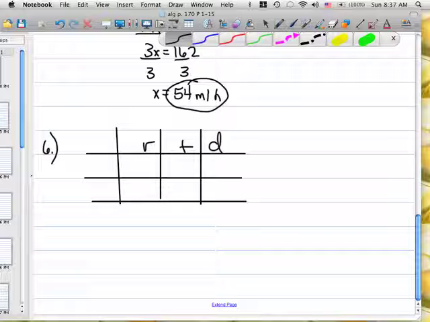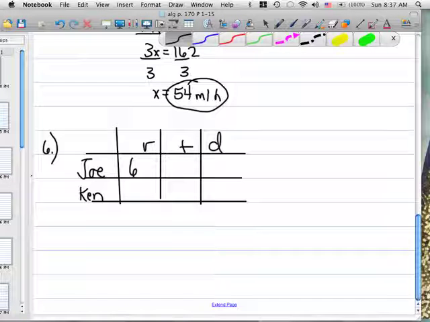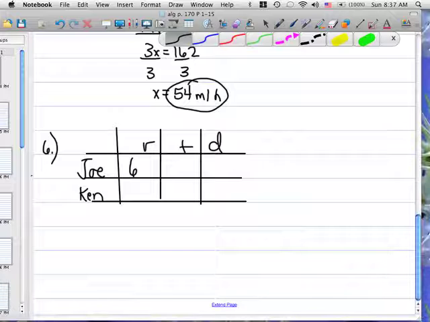So we have Joe and we have Ken. Joe jogs at a rate of 6 miles per hour. Remember, the rate's in terms of an hour. At 7:10, Ken starts off after him. How fast must he travel? So we don't know his rate.